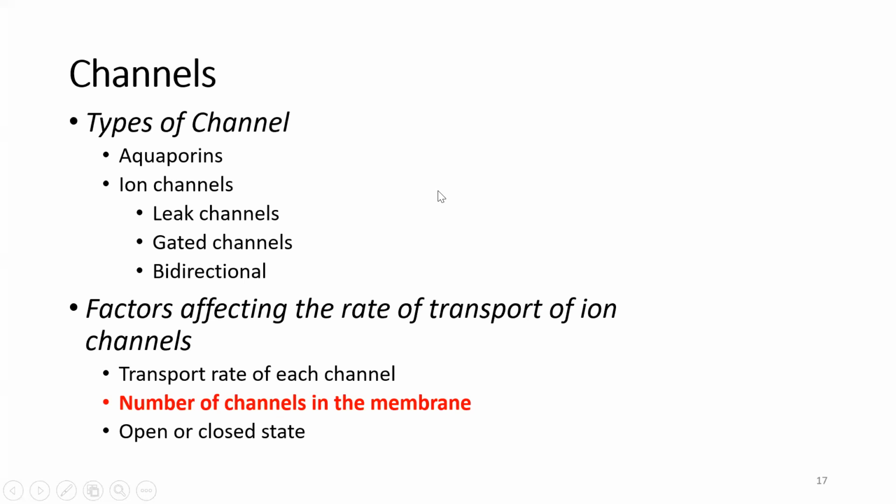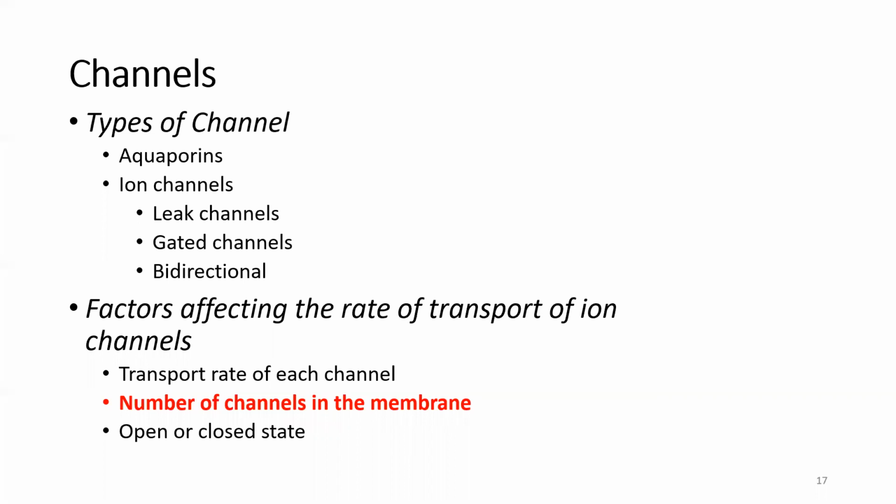Now we have different examples of ion channels. We've got leak channels that simply move ions according to their concentration gradient in or out. We've got gated channels, and within gated channels, we can have different types as well. They can be voltage gated, where they open and close at a specific membrane potential. They can also be ligand gated, where something has to bind to them in order for them to open or close. So different types of gated channels.